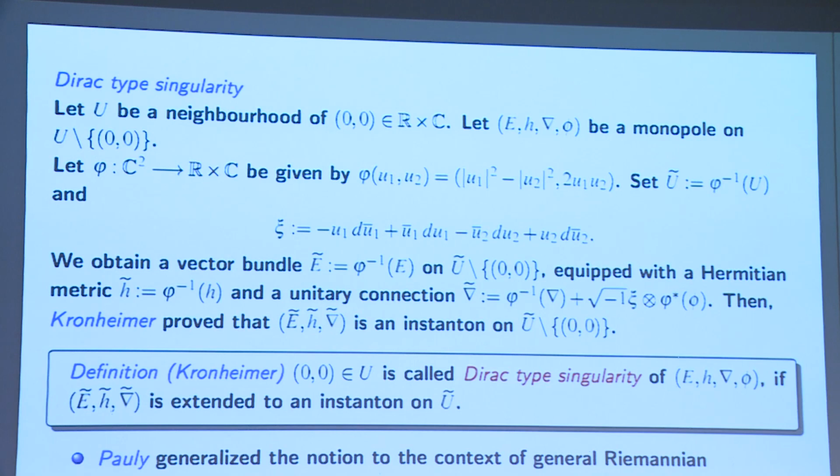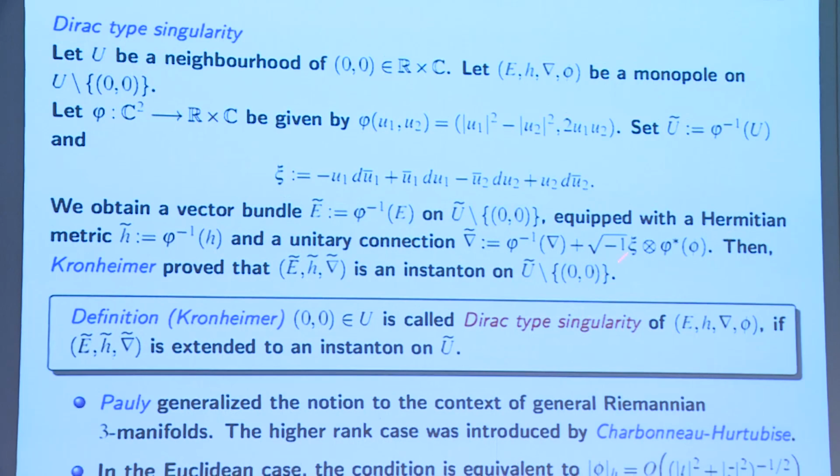Then Kronheimer proved that this vector bundle with metric and unitary connection is an instanton, which means the curvature of this connection is anti-self-dual. And he defined (0,0) of U to be a Dirac type singularity of the monopole if this instanton extends to an instanton on Ũ.